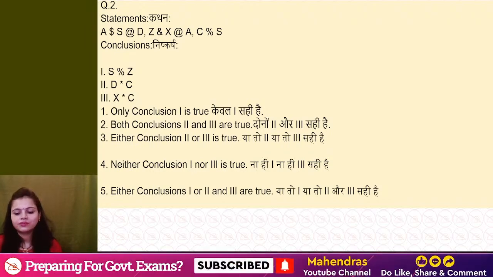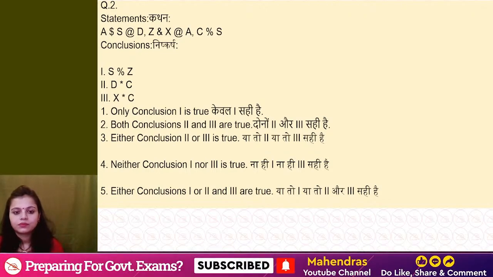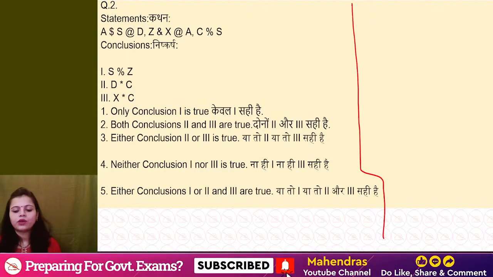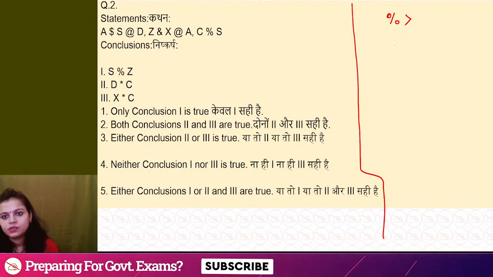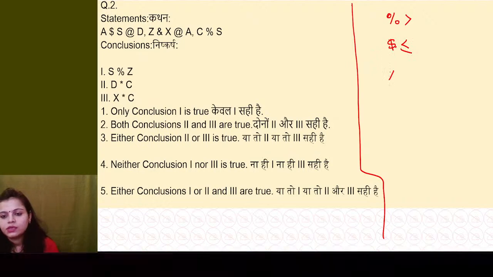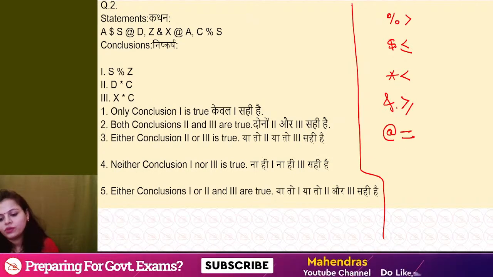Now answer this question. First just write down the signs. Percentage means greater. Then a dollar means less equal. Asterisk means less. And means greater equal, at the rate means equal. Okay.